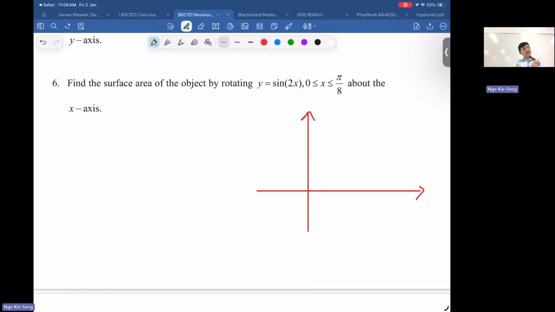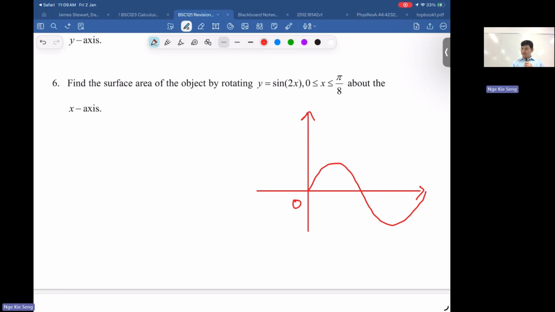So what's sine 2x? The period becomes, so pi over 2 becomes pi, right? Pi over 2 should be taking value 1 at sine x, but now you're taking 2 times it, so it becomes pi. Meaning your period becomes longer. Okay, so longer. When x is equal to 0 up to pi over 8, so pi over 8 times 2 is pi over 4.